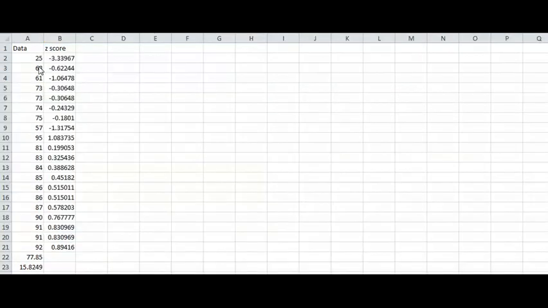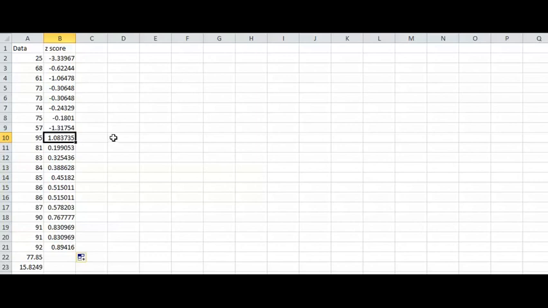We can see that the student who's the furthest below the mean has the z-score that's the furthest below 0. We can see that the student who is the furthest above the mean has the z-score that's the furthest above 0. And we can also see that the students who have exam scores that are pretty close to the mean have z-scores that are pretty close to 0. So a z-score shows how far a person is below the mean or above the mean. In other words, a z-score shows how extreme a person's value is compared to the mean.